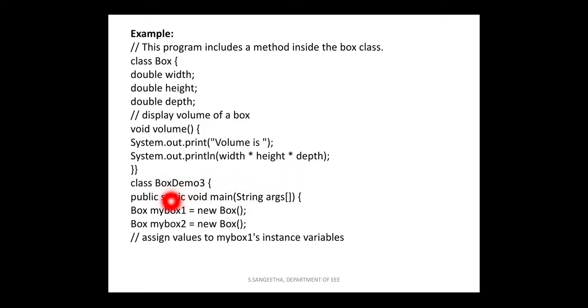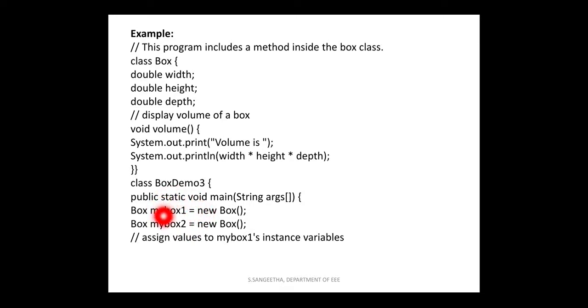Next we get to the class BoxDemo3. For declaring the class you have to declare public static void main, String args. Here we have to declare two boxes, mybox1 and mybox2. As we already explained in the previous class, Box mybox1 equal to new Box, Box mybox2 equal to new Box. You have to declare the first box and next the second box. The first box will be mybox1 and the second box will be mybox2.